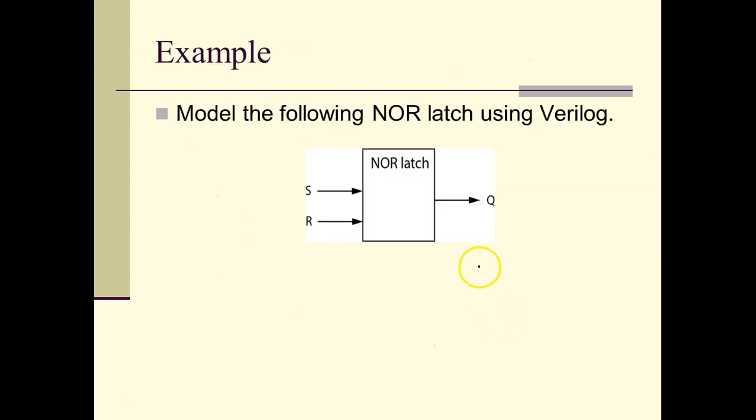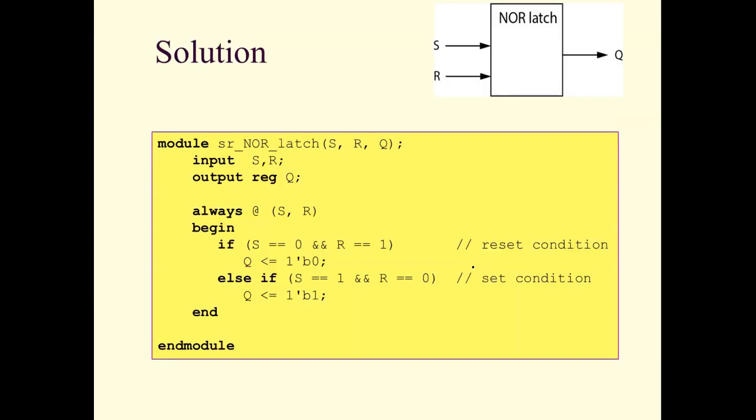The first example here is we're going to model a NOR latch, and once again we just don't use that too often in digital design land. But here it is. You have a circuit with 2 inputs, S and R, and 1 output. Essentially, if the reset is on and the set is off, it's going to reset, and you can see that right here. Otherwise, if the set is on and the reset is off, it's going to set, and you can see that right here.